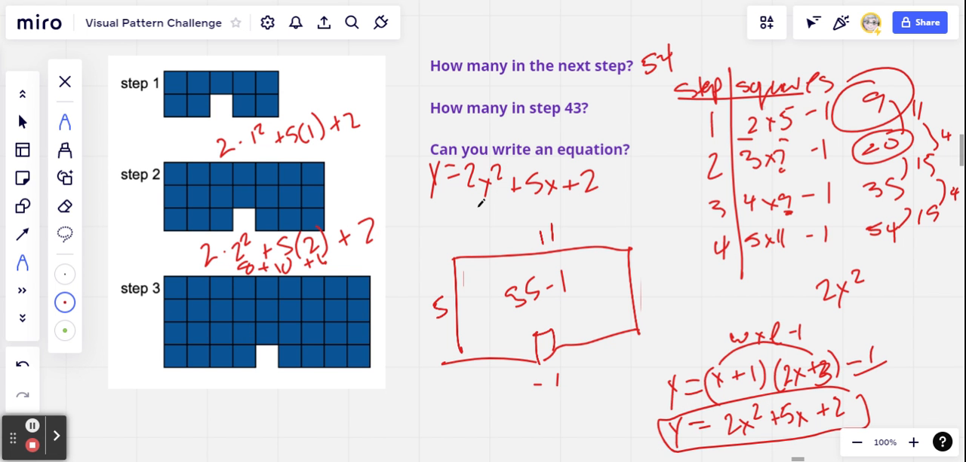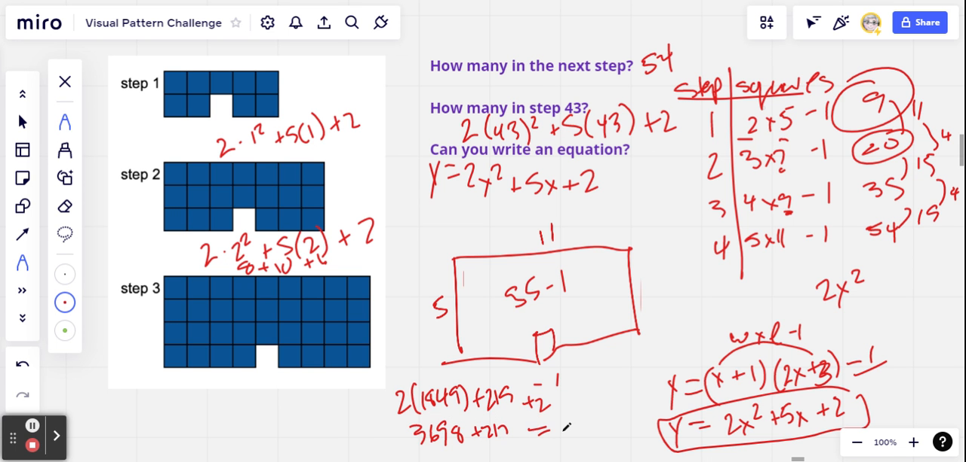Now to calculate the number in step 43, we're just going to plug 43 in for x there. So this would be 2 times 43 squared plus 5 times 43 plus 2. Well, running out of room here. I'm going to go down here. So 43 squared is 1849. And 5 times 43, that'd be 215. And then our plus 2. Let's see, 1849, we want to double that. That's 3698. And then plus 217. That should give us 3915.